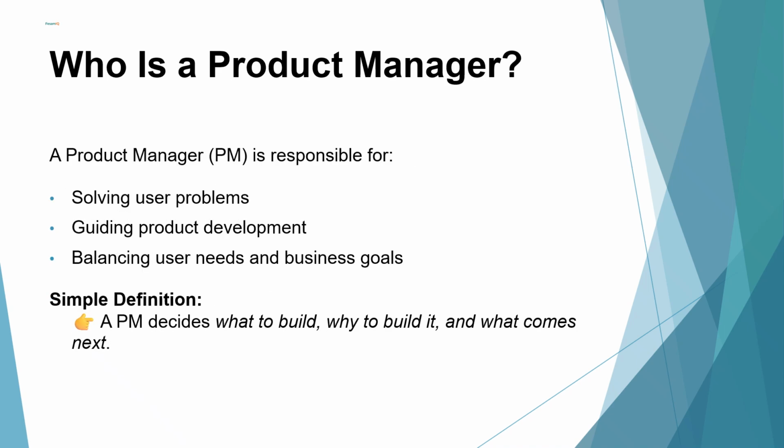So who is a product manager? A product manager is not the boss of the team. The PM is the guide, making sure the right problem is solved at the right time. The product manager is responsible for solving users' problems, guiding product development, and balancing user needs and business goals. A simple definition is: a PM decides what to build, why to build it, and what comes next.